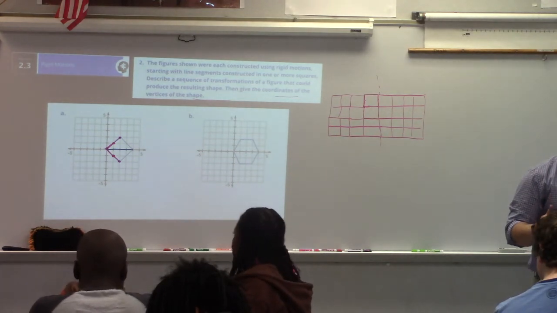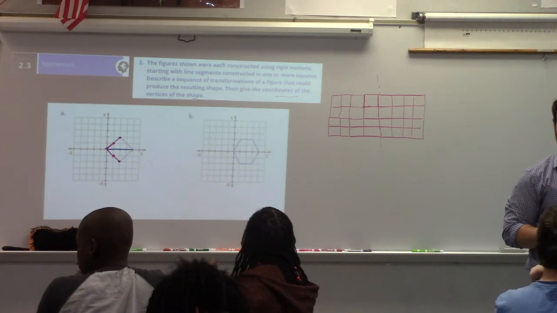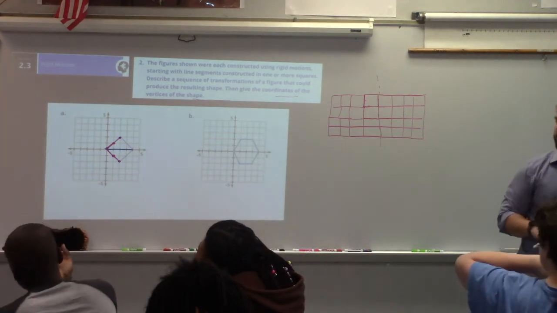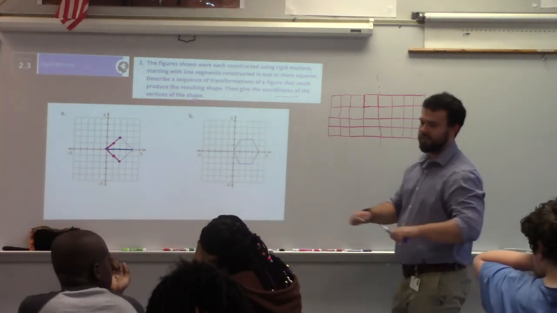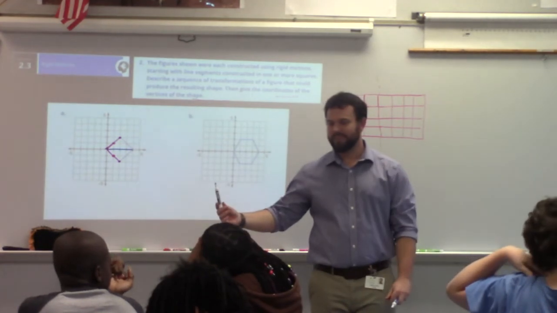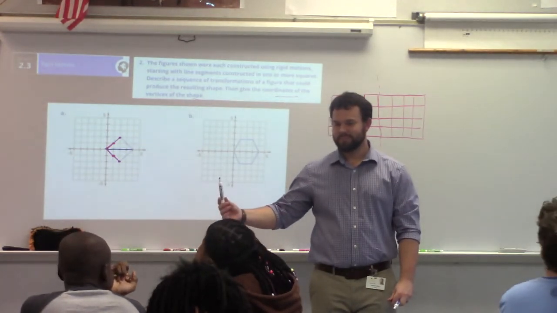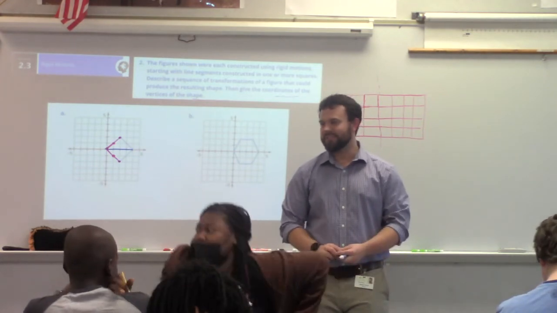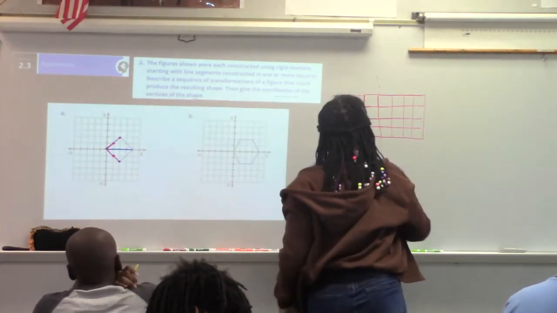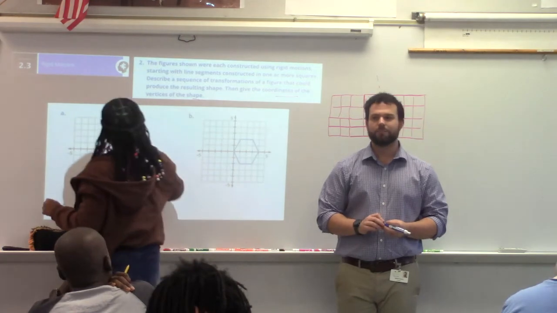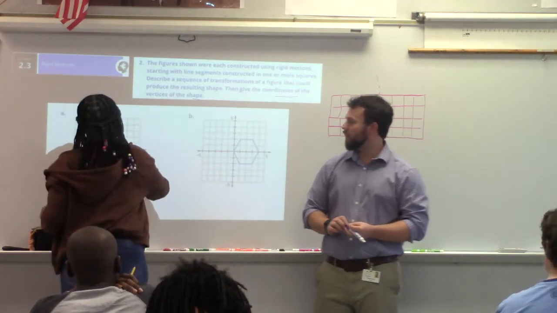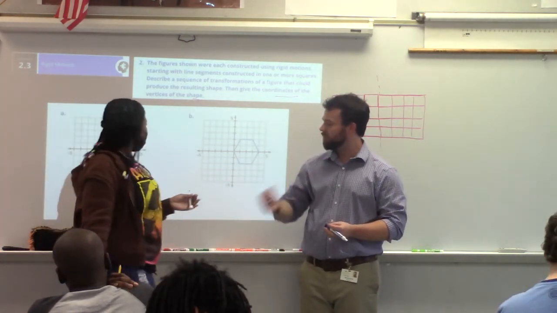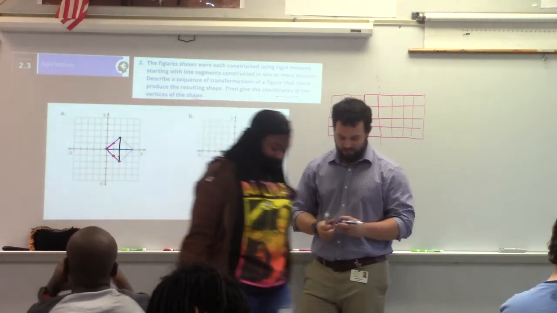Prediction from somebody about how I could transform those two line segments I currently have to get the two I'm missing. Any predictions other than Lillian's? What do you mean the line in the middle? Can you show me? Okay. So I'm reflecting across that line. Lillian, what do you think about that statement?